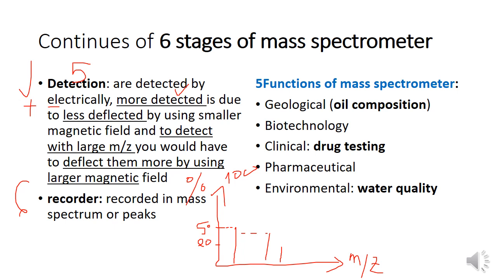Also, the last topic you have to know is the function of the mass spectrometer. We have 5 functions. First is geological, during oil production composition. We have biotechnology, clinical during drug testing, also pharmaceutical, and environmental in water quality. These are the uses of the mass spectrometer in our daily life.